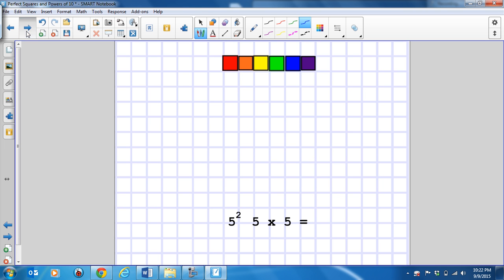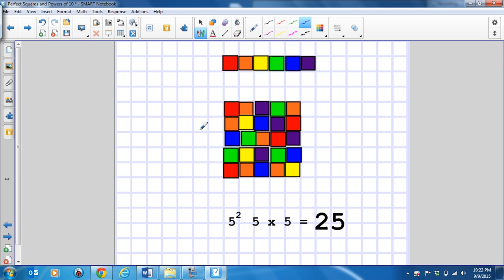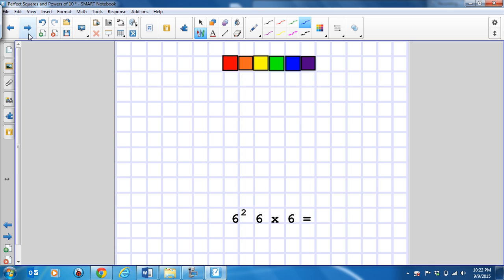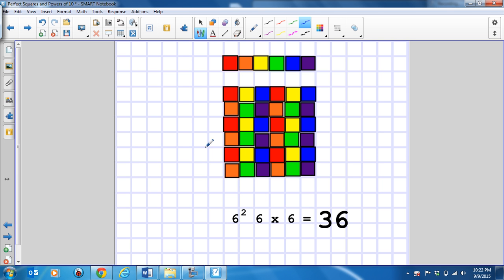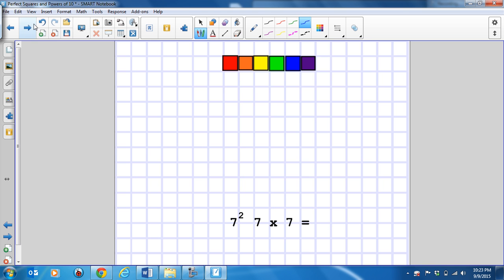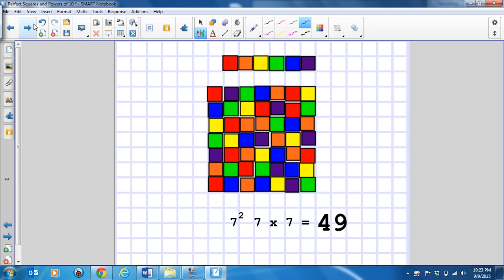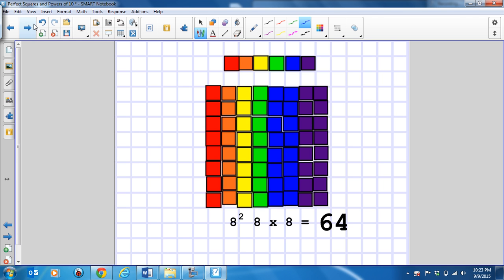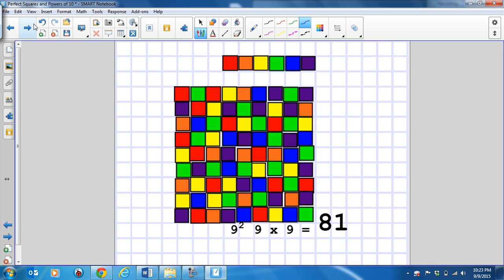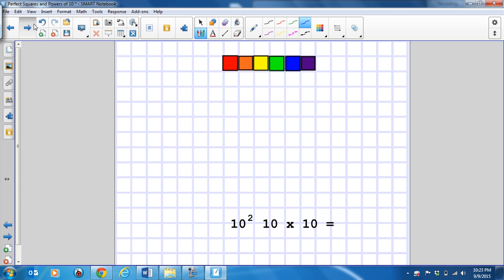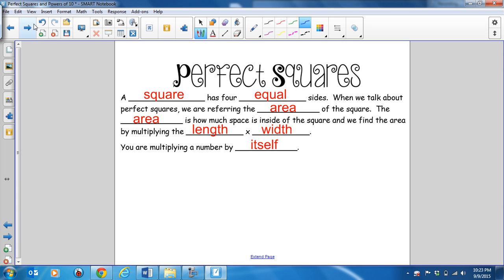We can do a 5 by 5 square. See here we have 5 by 5, so we have 25 squares. We can have a 6 by 6 square, so now we have 36 squares inside of here. We can do 7 times 7, which is 49, 8 times 8, which is 64, 9 times 9, 81 squares, and we can do 10 times 10, which is 100 squares.